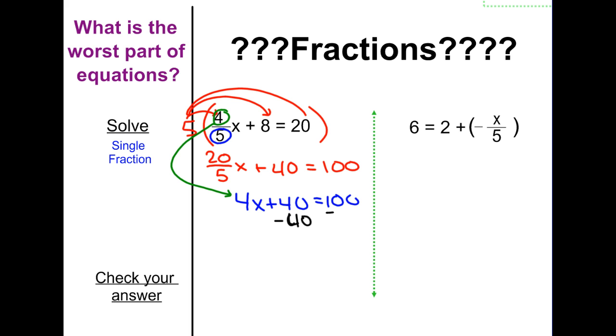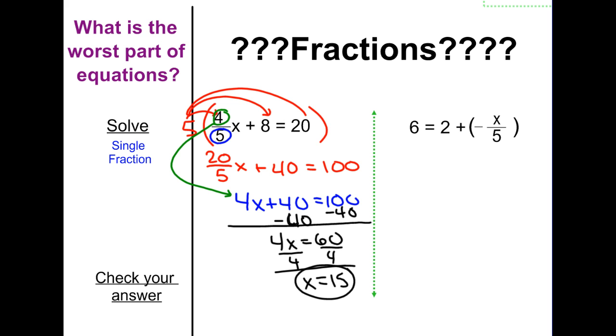Subtract 40, and we get 4x equals 60. Divide by 4, and you get x equals 15. Easy peasy, right? All right, let's go over to this next one.